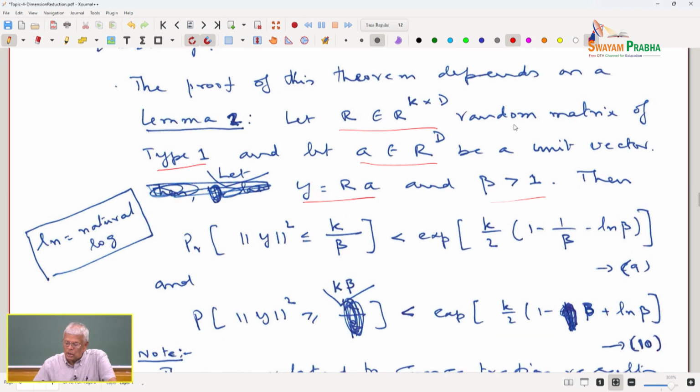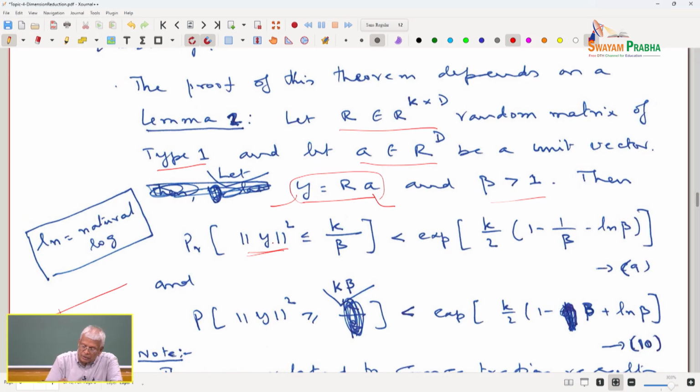What is Y? Y is the image of A under R. So A is a deterministic vector, Y is a random vector. I'm interested in the length of the square of the random vector. So k by beta, where beta is greater than 1, is a number which is less than k.